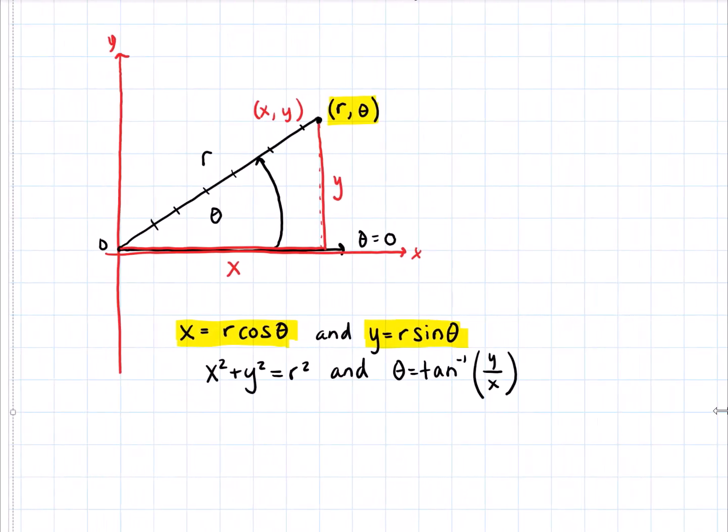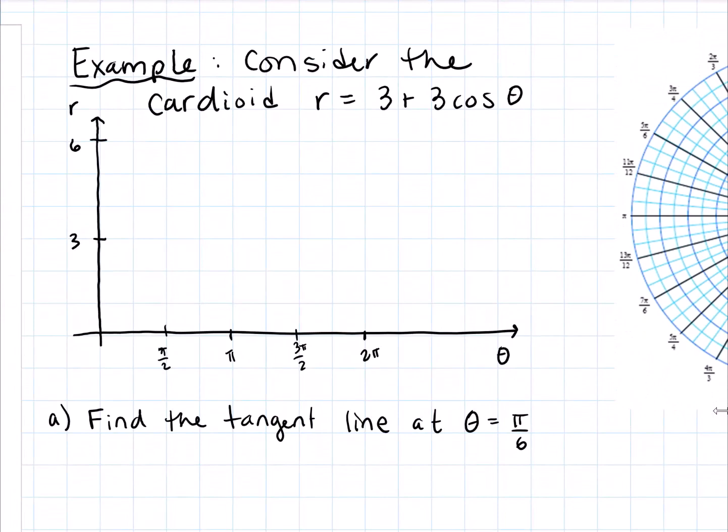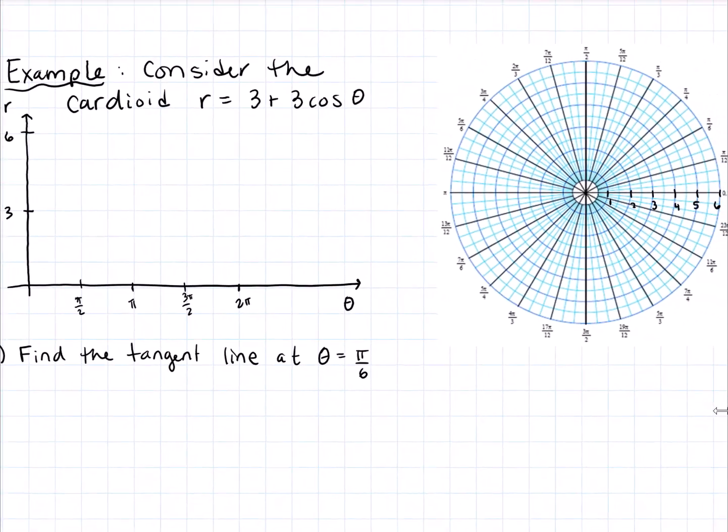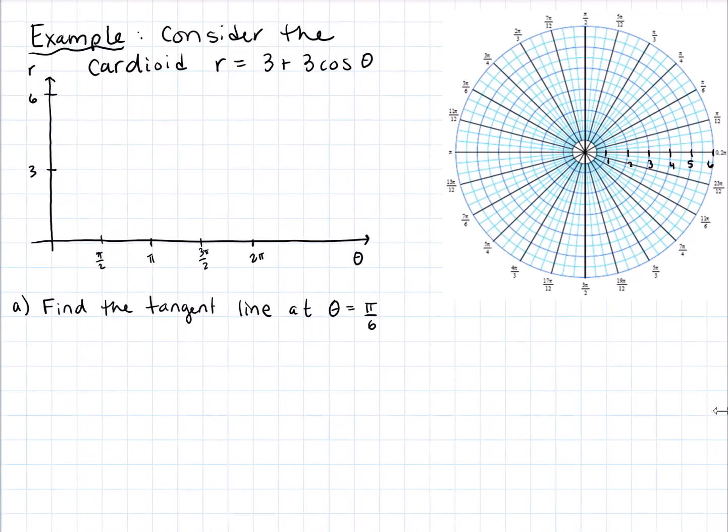Let's use those equations. So let's come down here, set up an example ahead of time, and let's see if I can get it all on the screen here. There we go. Okay, so I've got a couple parts to this, but let's start with part A. Consider the cardioid r equals 3 plus 3 cosine of theta. That does fit the family of curves called the cardioids. However you graph your polar equations, utilize those skills to graph these. Ultimately, we want to find the tangent line to that curve at theta equals pi over 6.